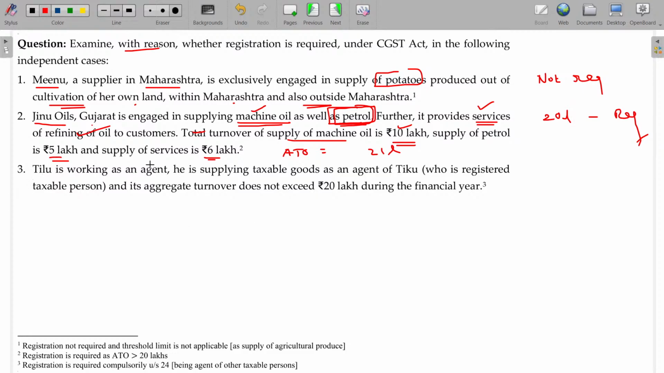Tudu is working as an agent. He is supplying taxable goods as an agent of Tiku, who is registered taxable person. The principal being registered person, then threshold limit will not be considered here. Registration is required here. Does not exceed 20 lakhs, we never bother about the threshold limit. So we have to compulsorily register here. Clear?